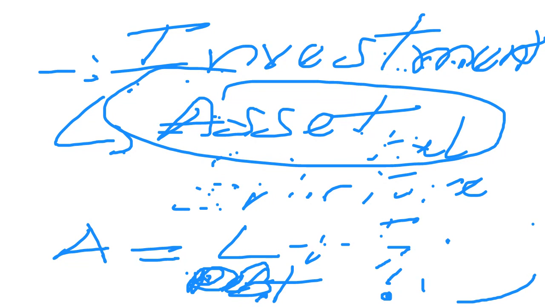Let me just add here investment asset. We're talking about capital budgeting. We have capital structure, which is the financing part. We have the capital budgeting, which is the investment part. And we have also the working capital management.